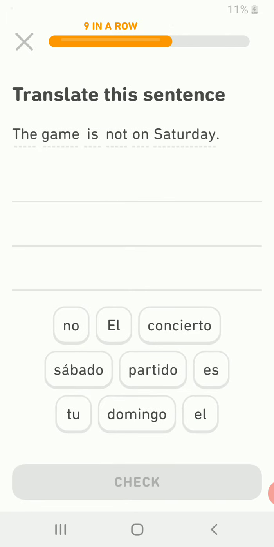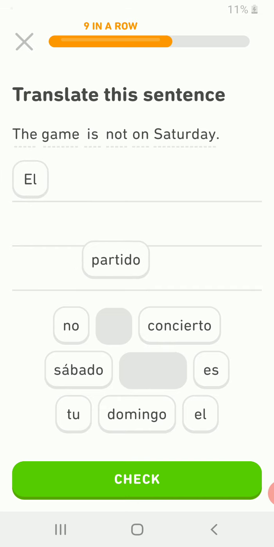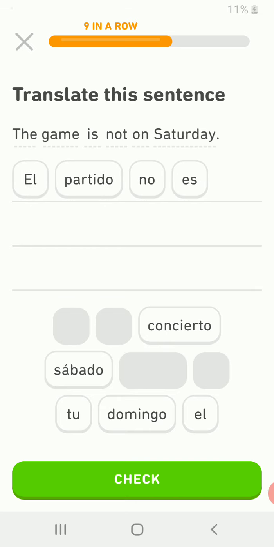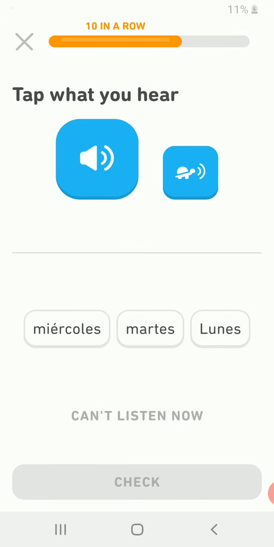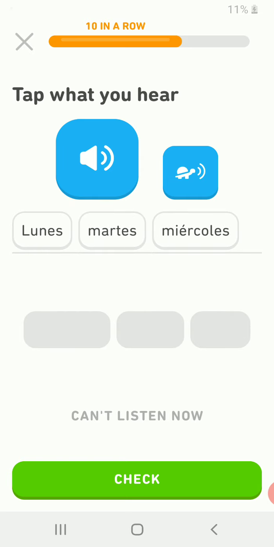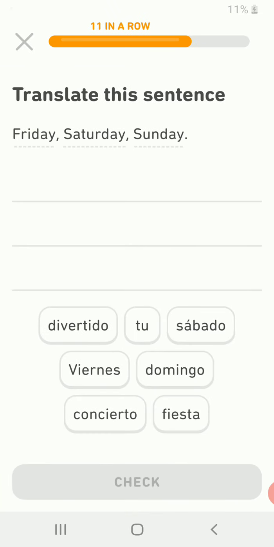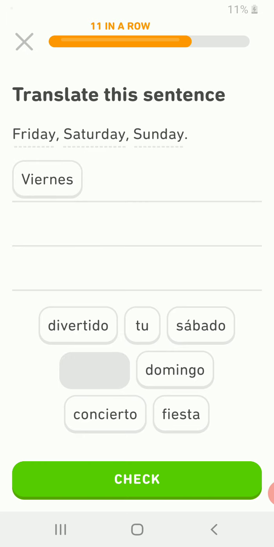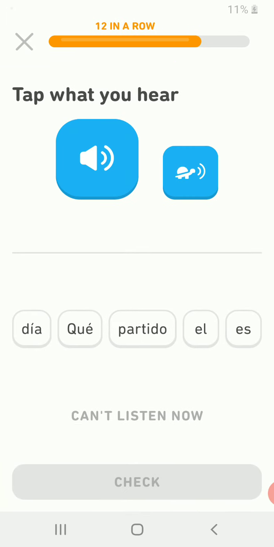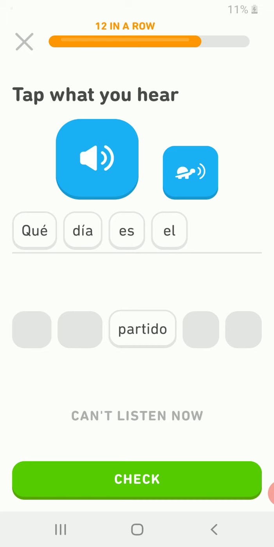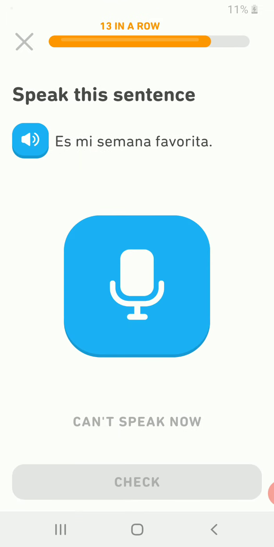Today is Thursday. The game is not on Saturday. El partido no es el sábado. Sábado. Lunes, martes, miércoles. Friday, viernes. Saturday, sábado. Sunday, domingo. ¿Qué día es el partido? Partido. What day is the game? Es mi semana favorita.